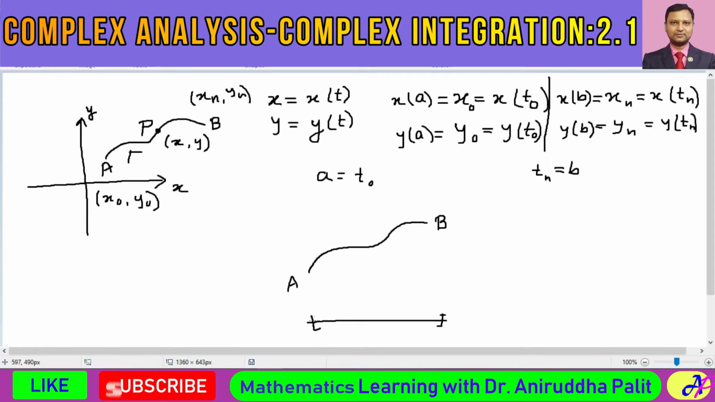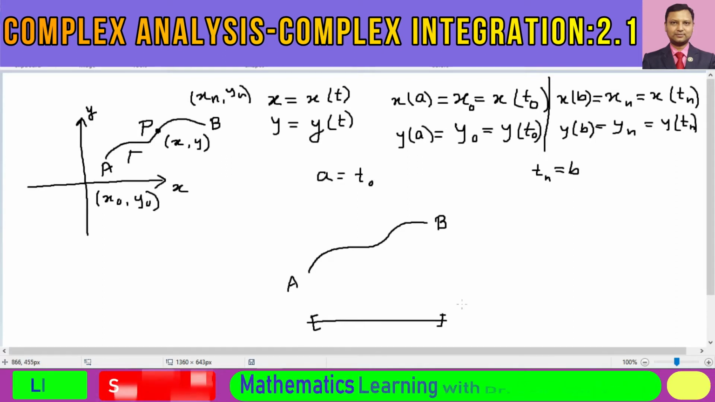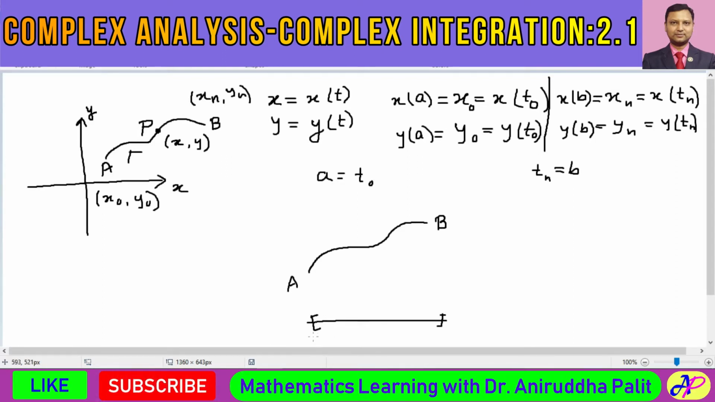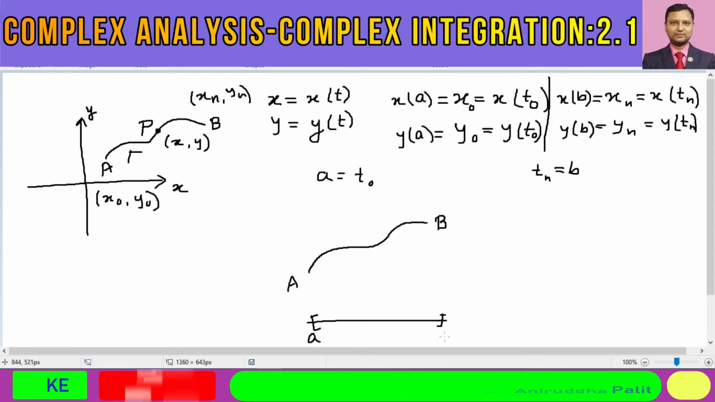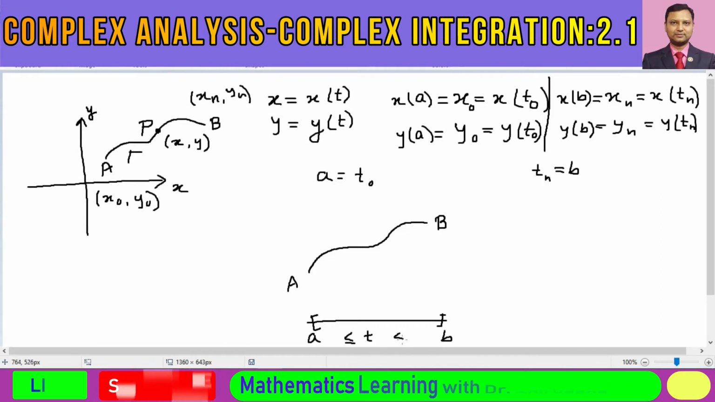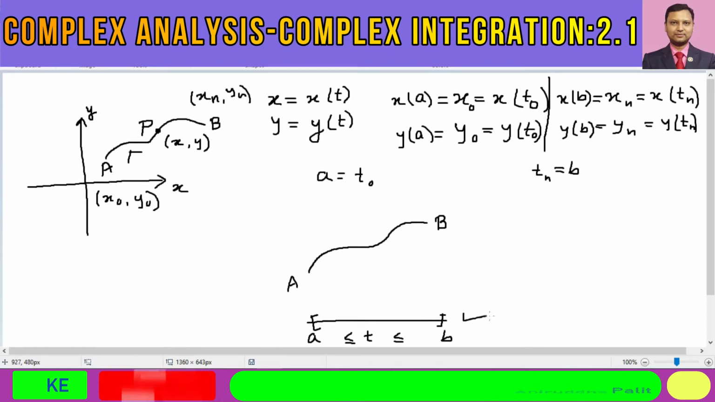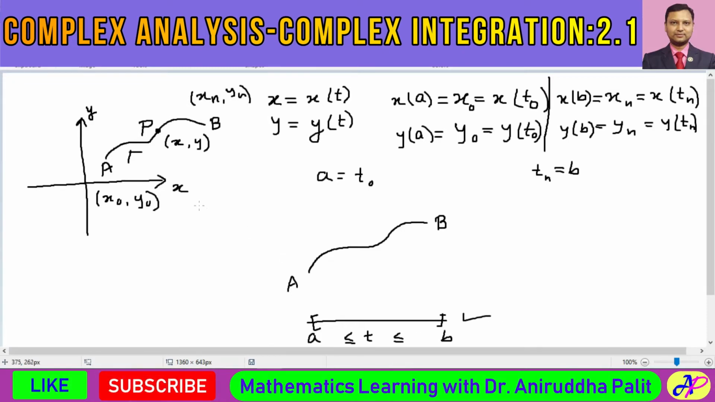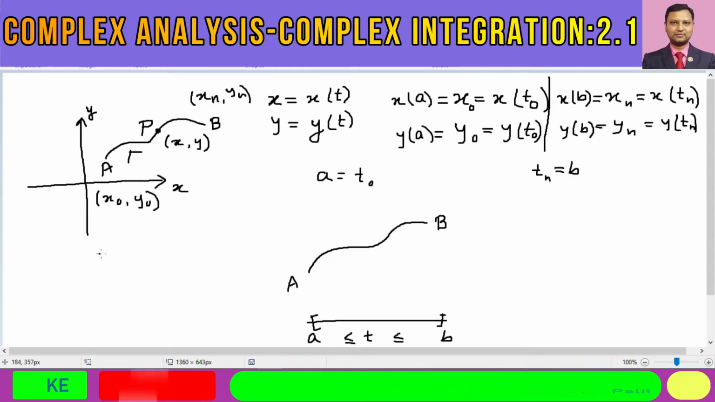Suppose this is the t-axis. Over here t is equal to a and t is equal to b. So a is less than or equal to the parameter t, which is less than or equal to b. Do not mix this axis with the x-axis. That's why I did not write the t-axis in this picture.